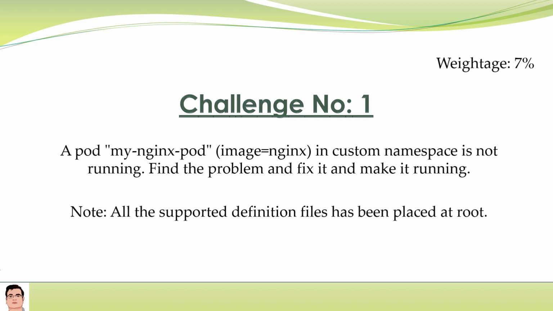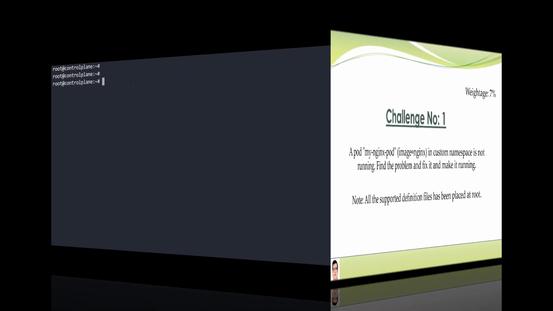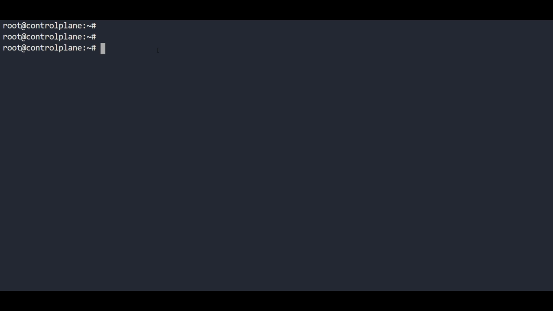So let's jump into the lab to see what the complexity is, and we will try to fix it. As per the question, we have to look into the custom namespace for a pod, my Nginx pod, which as per the question is not running. Either it's in the error state or in the pending state. So I have to look into that particular pod.